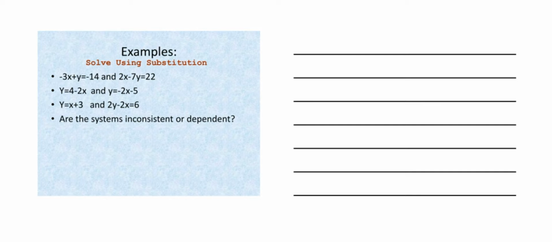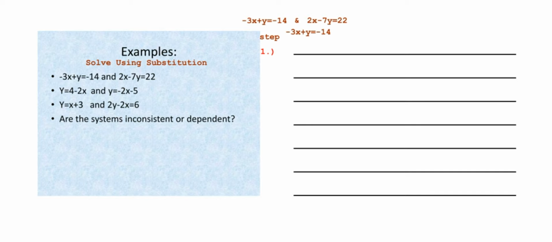Examples. Solve using substitution. So let's try the first set of equations. Negative 3x plus y equals negative 14 and 2x minus 7y equals 22. Step 1, we've got to have one of them equal to a variable. In other words, solve for one of the variables.